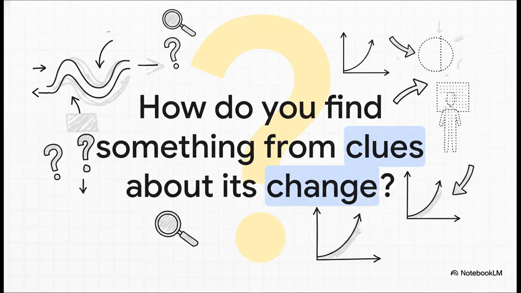So think about it like this. How do you find something when you don't know where it is, but you have perfect information about how it's moving or changing at any given moment? That's really the heart of the problem we're tackling today. We've got an equation that describes a function's rate of change, and our job is to use those clues to work backward and find the original function itself.